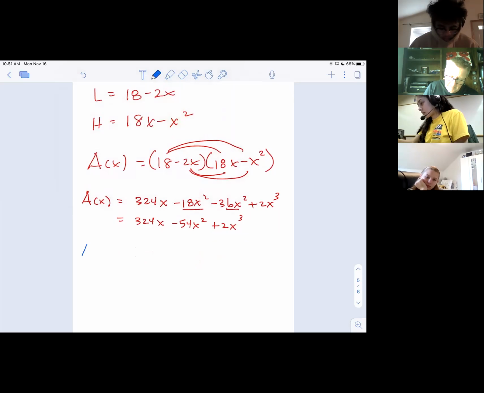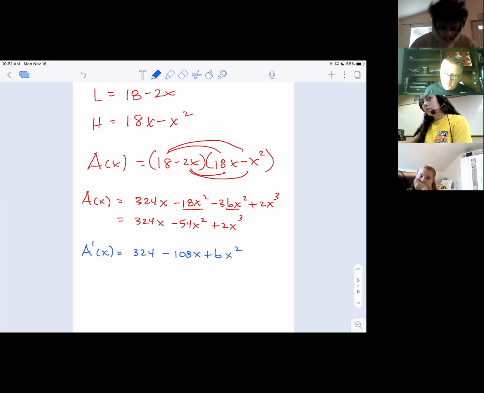Please interrupt immediately when you have questions. So the derivative of 324x is 324. The derivative of 54x squared is minus 108x. 3 comes down multiplied by the 2. So there's my derivative equation.